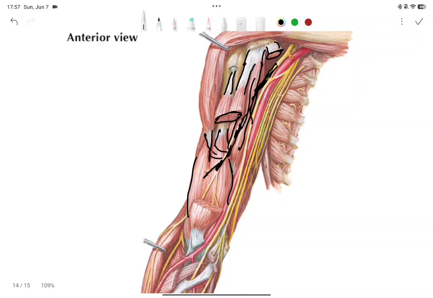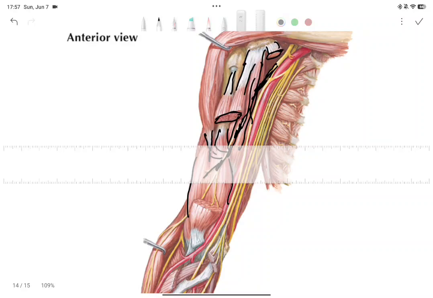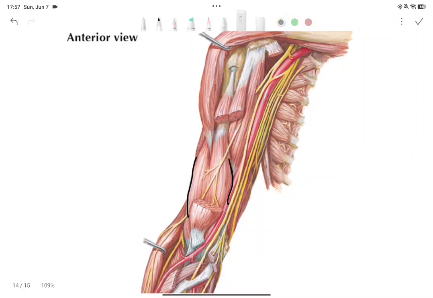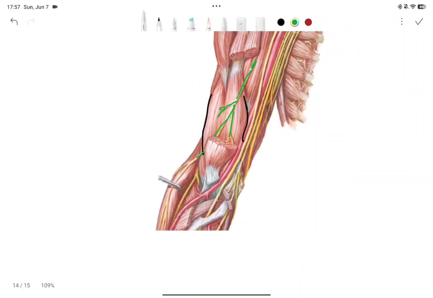So the musculocutaneous nerve pierces the coracobrachialis, look at the figure. It pierces the coracobrachialis here and comes out from here. So after piercing the coracobrachialis it will come under the biceps brachii and the brachialis and supply the biceps brachii and brachialis, then it goes towards the lateral side of the forearm.